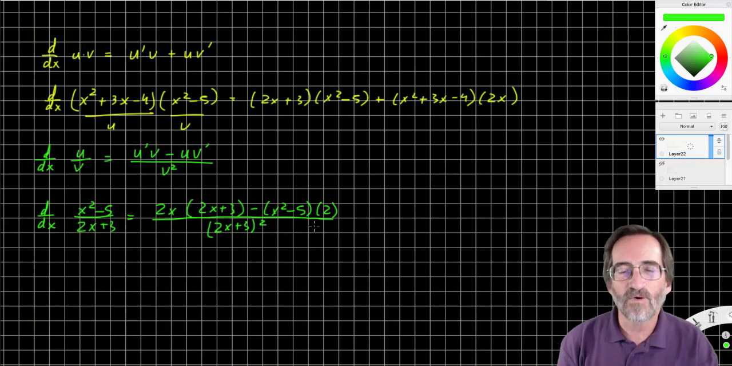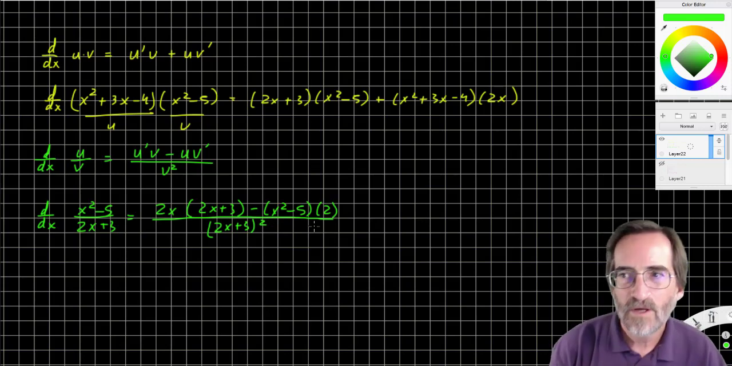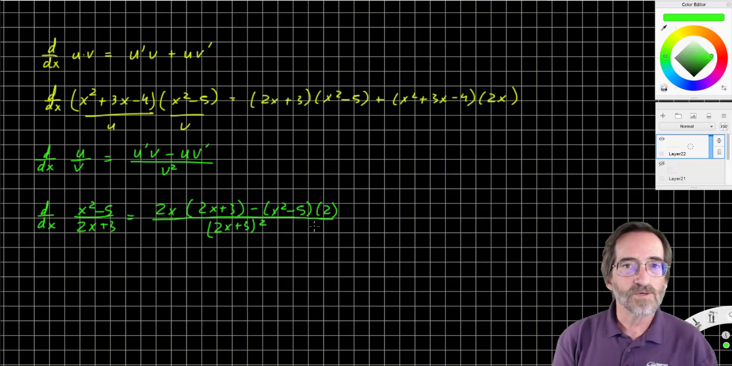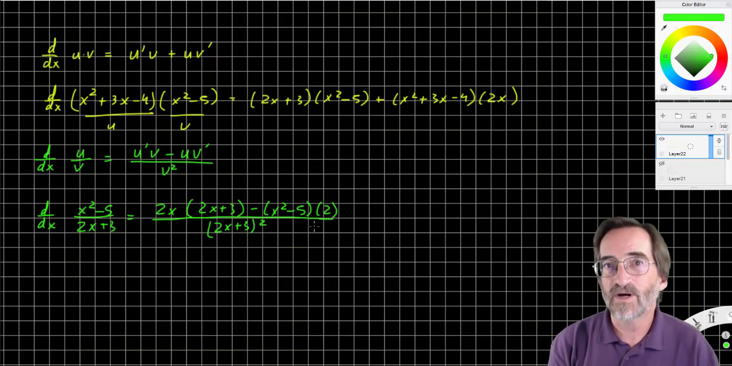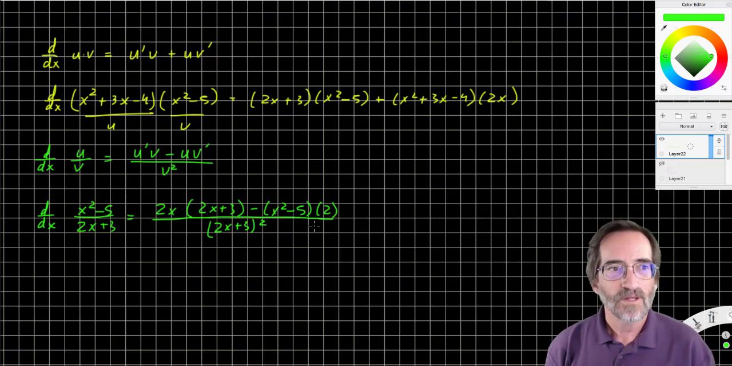So those are the formulas you need to remember: the power rule, the product rule, and the quotient rule. And we're going to use those to find derivatives much more quickly than we would have otherwise.